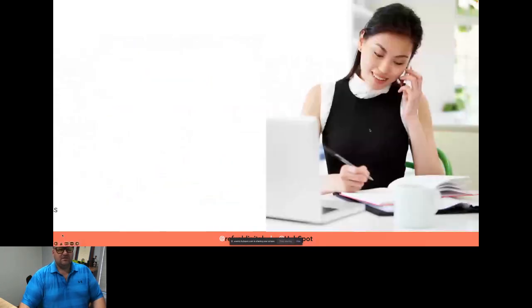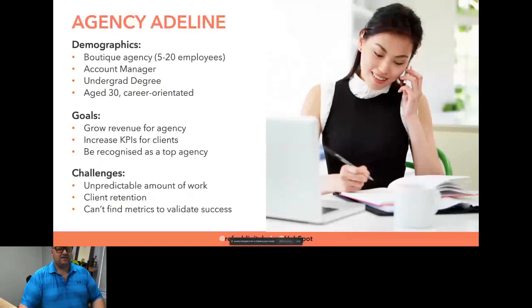So let's have a look at one of HubSpot's personas, which again, we all love a good bit of alliteration. So here we go. We've got Agency Adeline. This is what a detailed persona should look like in practice. This is a real example of one of HubSpot's personas, and you can see there that they have a combination of demographic and psychographic information about their persona.